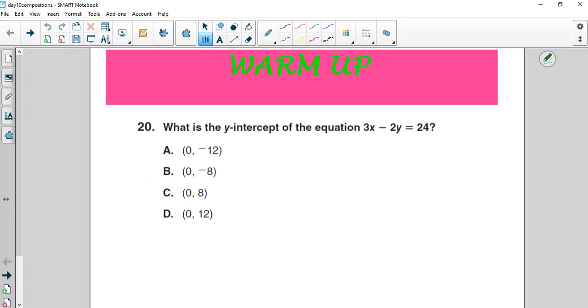Okay, so quick warm-up before day 10 notes. What's the y-intercept of this equation? Well, to find the y-intercept, we need to move the x's over.